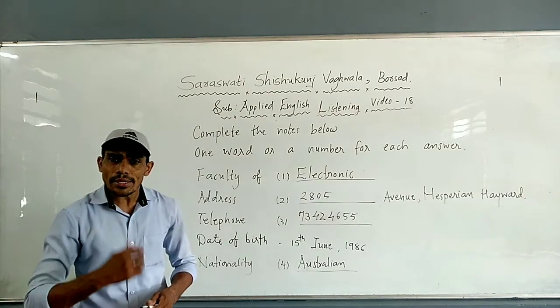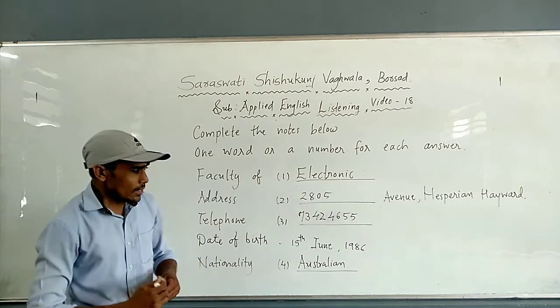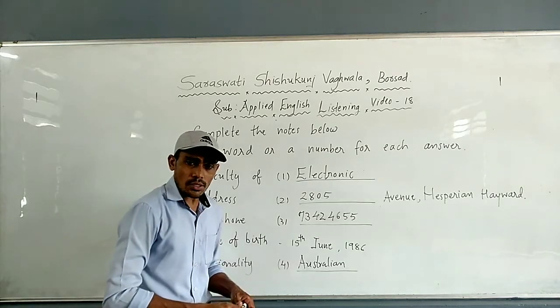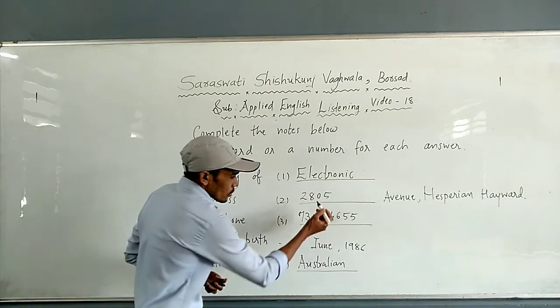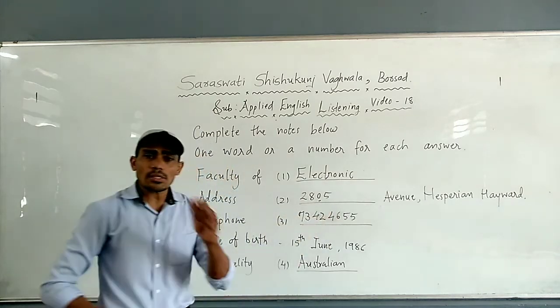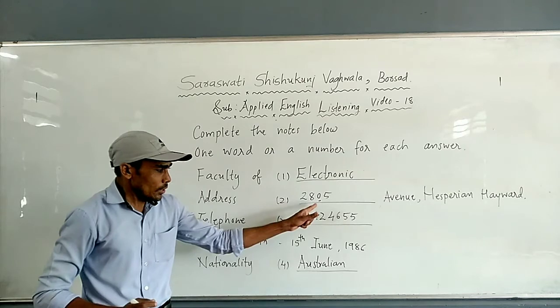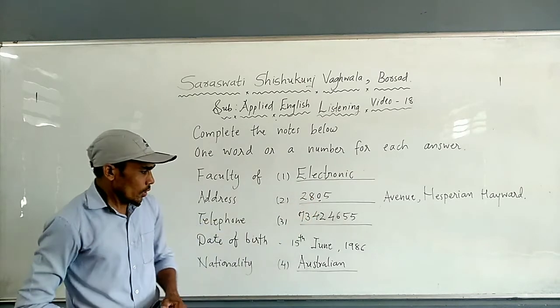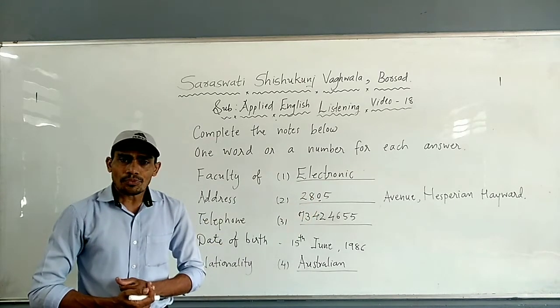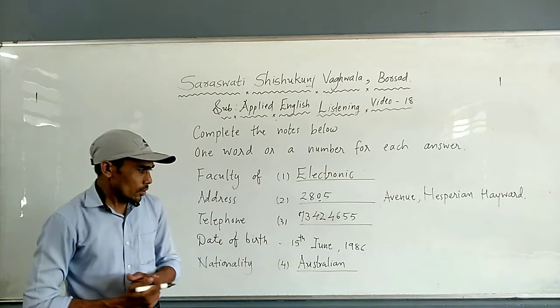And may I know your address, please? So Martin says 2805. Now this is not 0, but this is O. So always keep in mind in listening what we need to. It is not 0, but it is O. Okay, students. And what is your telephone number?